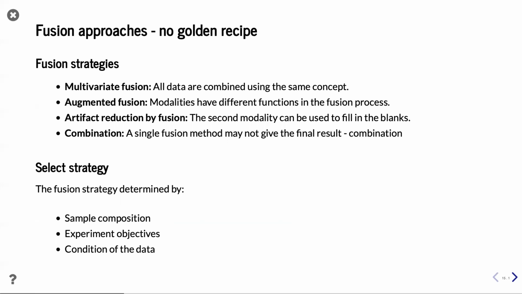And how you choose it depends also, again, on the experiment type you do. So the sample composition, what are actually your questions? What is it you want to know from the data? And finally, also the condition of the data. In some cases, you may have to do artifact reduction or some smart filtering based on the different modalities. In other cases, you don't have to. So the choices, they vary from experiment to experiment and from task to task.